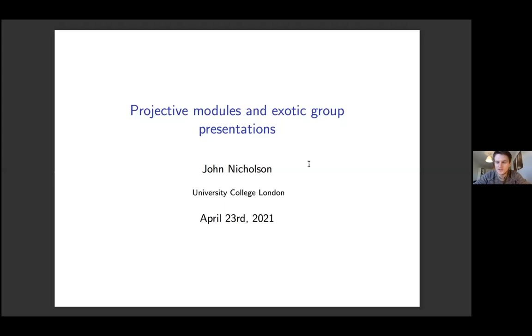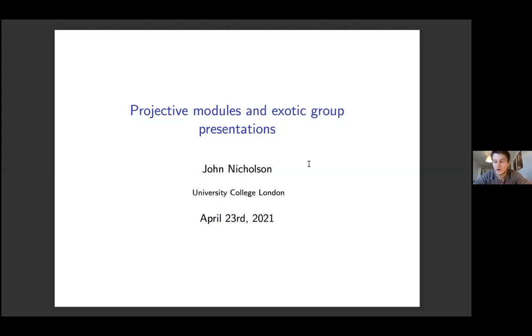Okay, so today's talk is going to be about a number of classification problems in low-dimensional topology, and particularly classification problems for which there are algebraic obstacles. My work is largely on trying to overcome these algebraic obstacles. So the first classification problem I will talk about will be the classification of two-dimensional cell complexes, or equivalently group presentations, up to homotopy equivalence.